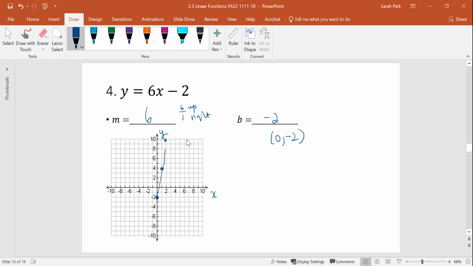So here's our line, more or less. You can see because it's a positive slope, it rises upwards.